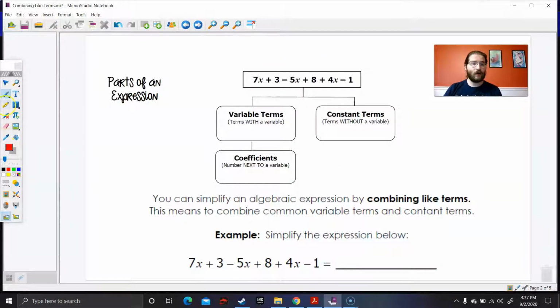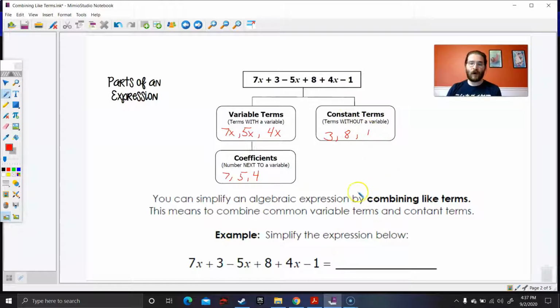All right, so parts of an expression. So we have variable terms, coefficient, and constant terms. So if we look at these, 7x would be one of these. Another one would be 5x. And then a third would be 4x. Our coefficients are the numbers that are next to a variable. So in this case, we have 7, 5, and 4. And our constant terms are the terms that don't have a variable or a letter next to them. So this would be 3, 8, and 1.